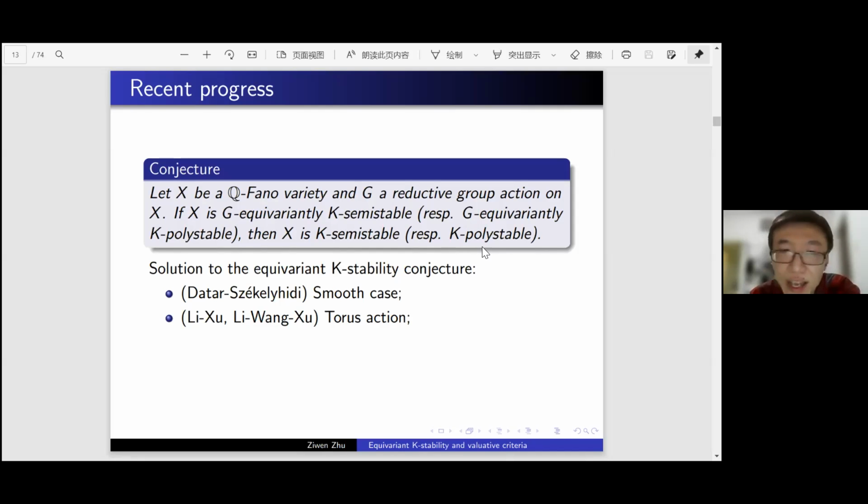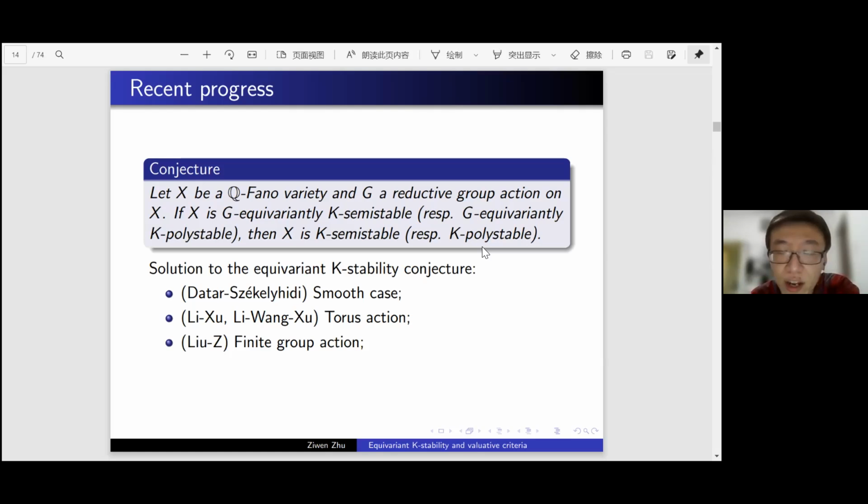And in their paper, the method is purely algebraic, and it works for not only the smooth case, but also for the singular case. So we can allow KLT singularities in the question. And we also have a generalization of the result as well. It not only works for Q-Fano varieties, it also works for log-Fano pairs. And then in my joint work with Yuchen Liu, we work with the finite group action case.